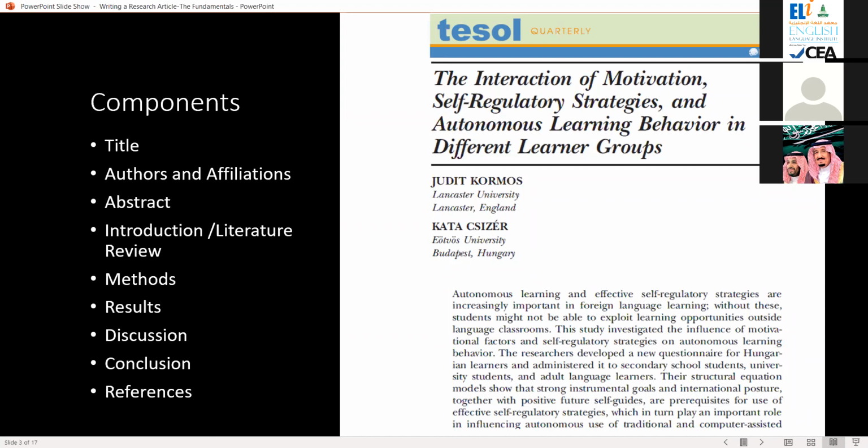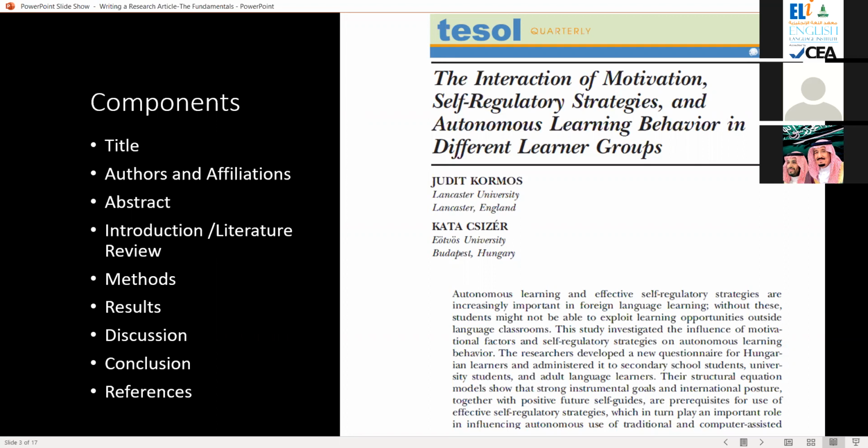references. Today, we're going to talk a little bit about the title, and a little bit about the abstract, only because they are quite important when you're thinking about writing a research article. And then obviously we're going to talk about the introduction, the methods, and results and discussion sections.